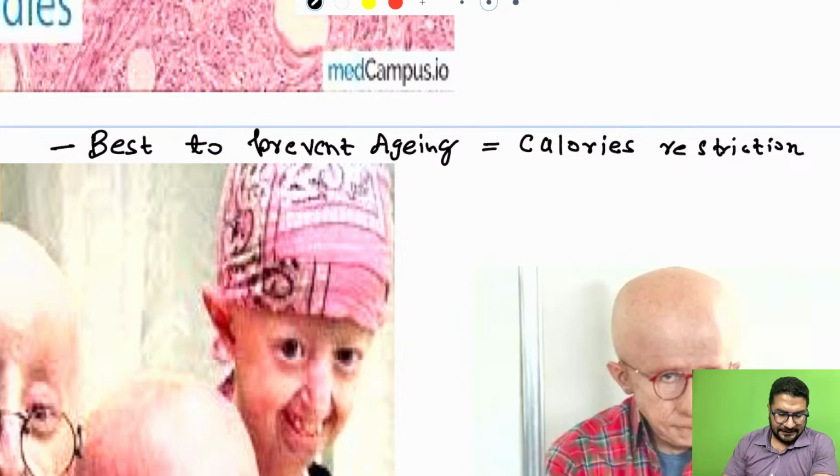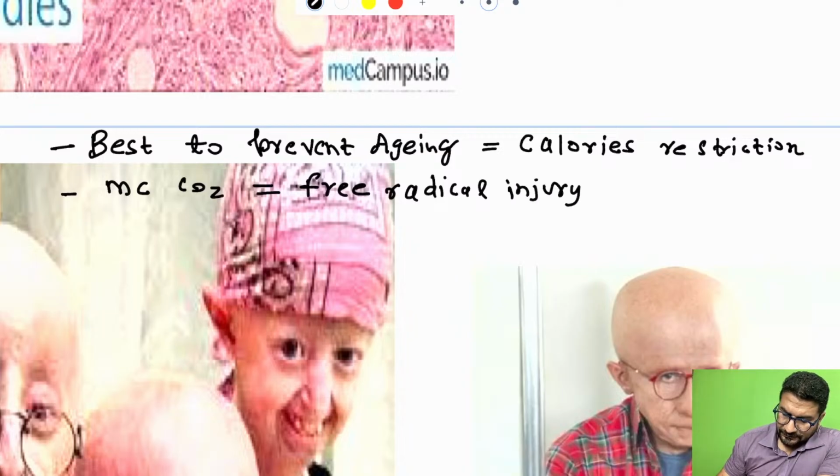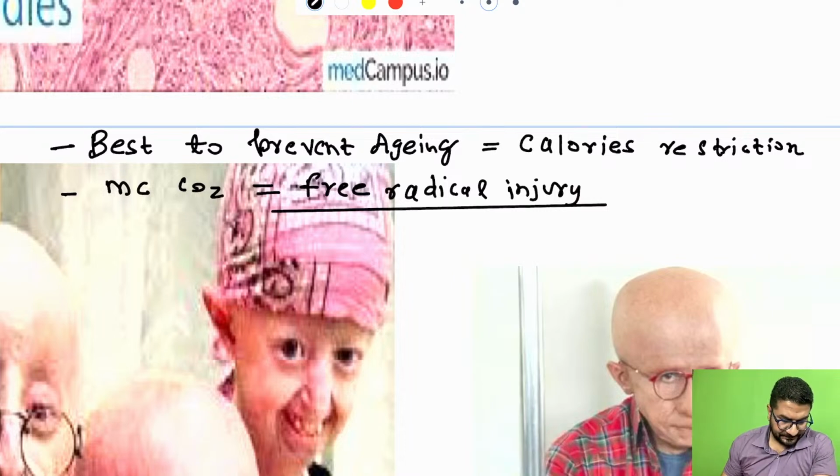Now the second thing they ask you about aging. Understand this: aging can occur due to many reasons, but the most common cause of early aging is free radical injury. So the patient will develop free radical injury.